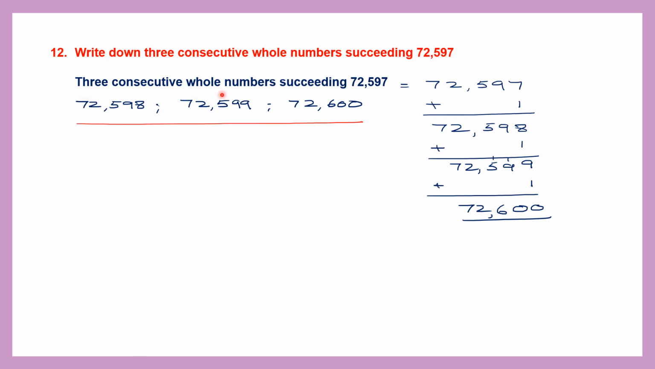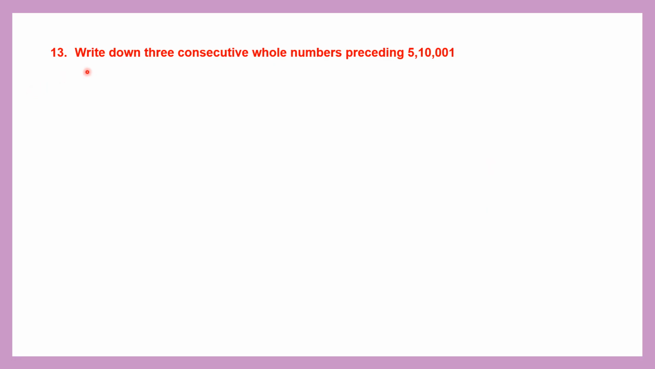The 3 consecutive whole numbers succeeding 72,597 are 72,598, 72,599, 72,600.